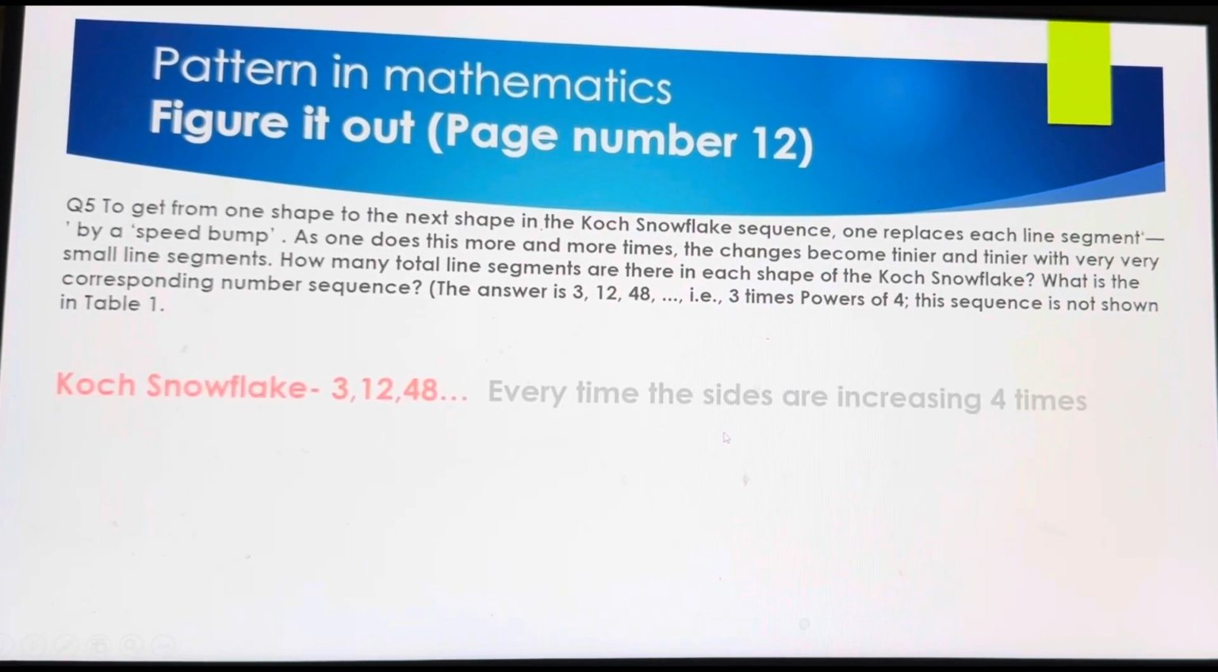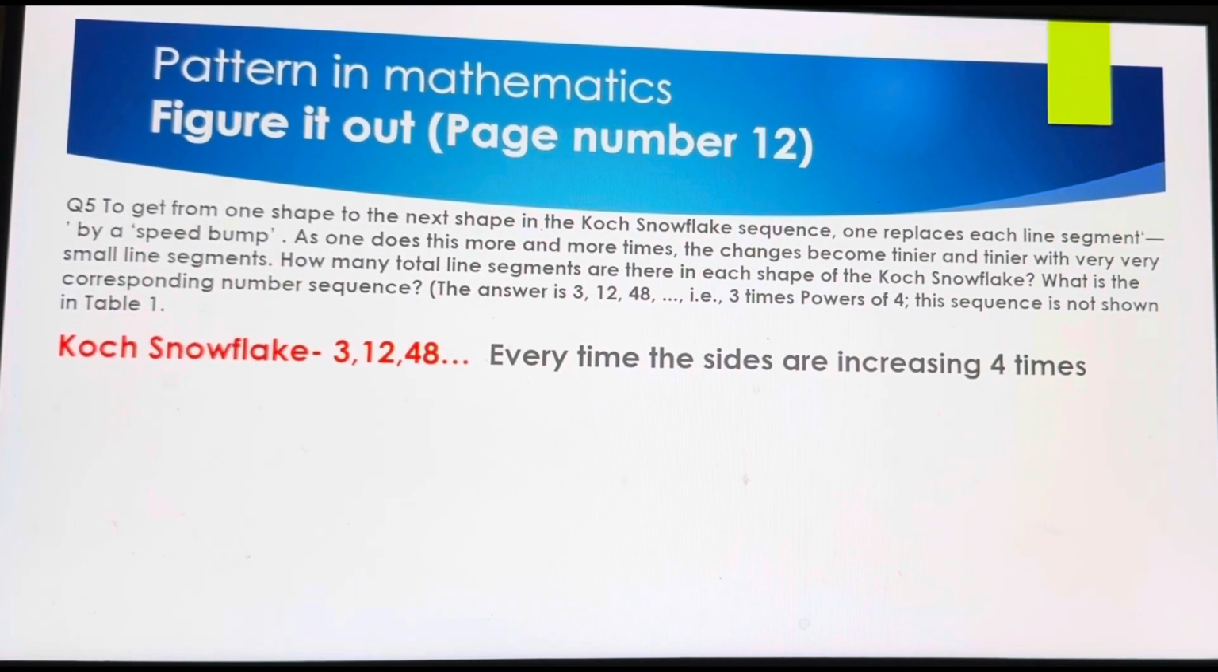Then question number 5 or the figure 5. Here it is the Koch snowflake. So here 3, 12, 48. We just saw that every time the sides are increasing 4 times. Now practically it is difficult to draw, right? They had asked also earlier, try and redraw. If it is this difficult, don't try to draw it, but you should understand the pattern. So 3 into power of 4. So 3 is constant over here into power of 4.